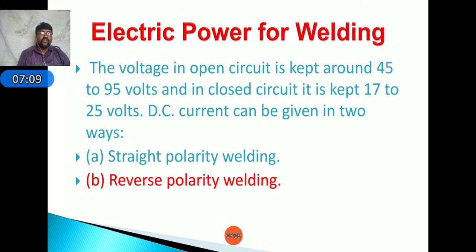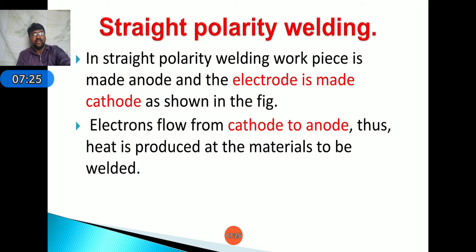The straight polarity welding is also known as direct current electrode negative. In reverse polarity case, direct current electrode positive. These are the two polarities used in DC current. In straight polarity, the welding workpiece is made anode and the electrode is made cathode, as shown in figure. Next, the electrons flow from cathode to anode. Thus, the heat is produced at the material of the workpiece.